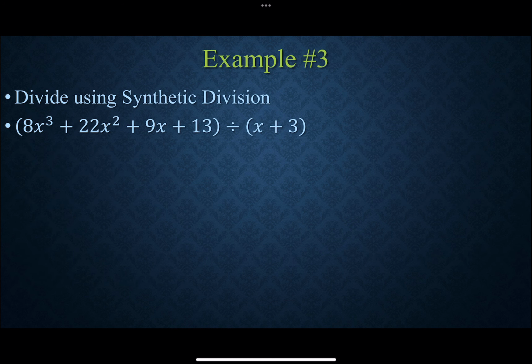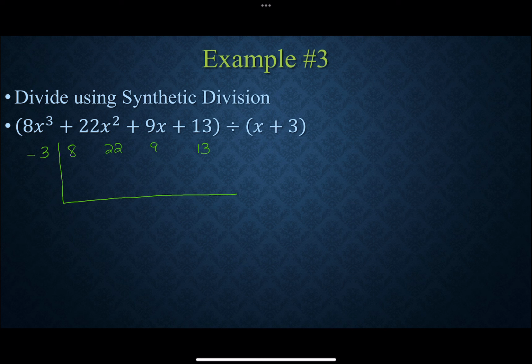So the way it's going to work is very simple. We're going to set up a half rectangle, a sideways L. On the top, we're going to think of it as 2 rows. The top row is going to be the coefficients of the problem, 8, 22, 9, and 13. We're going to leave spaces, so there's room in between them so we don't merge numbers together. And then on the outside, in that same row, but on the outside of the bracket, we're going to put the opposite of x plus 3, so a negative 3.